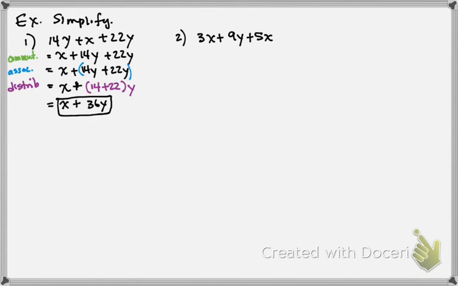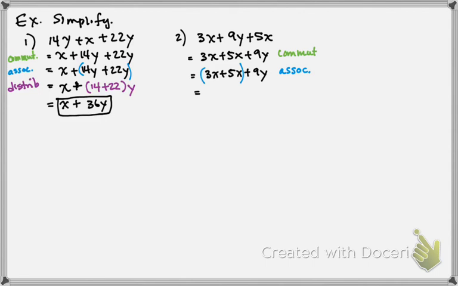Now, the next one, let's see. I still want to get the order so the x's are next to each other. So I'm going to swap the order, which is our commutative property. And then I want to take these guys again, and use the associative property by saying, hey, these are the two that I'm going to do math with. I'm going to group them. Associative property.